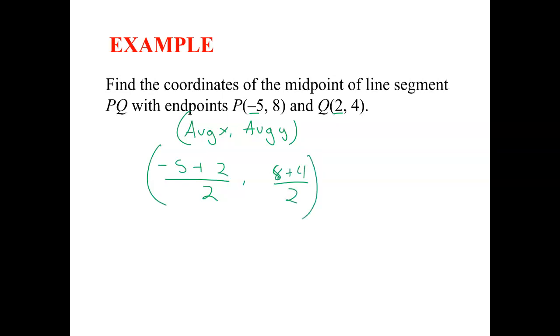So from there we just simplify. -5 plus 2, -3 over 2. You can leave it as a fraction. You can write it as a decimal. I don't care. Either one is fine. 8 plus 4 divided by 2, 6. And that's our midpoint. Average of your x's and the average of your y's. Add and divide by 2.